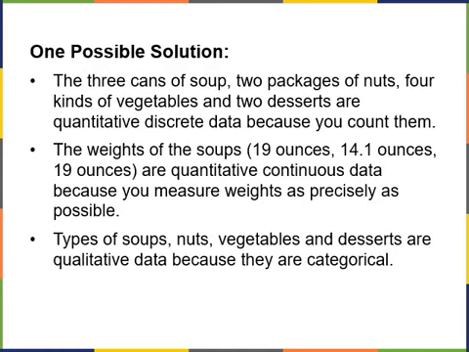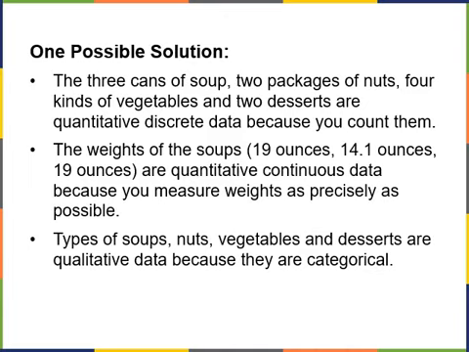So the 3 cans of soup, the 2 packages of nuts, 4 kinds of vegetables, and 2 desserts are quantitative discrete because I can count them. I had 3 cans of soup. I had 2 packages of nuts, for example. I can count the number of cans of soup. The weights of the soup are continuous because you measure weights as precisely as possible. So for example, while I have a total of 3 cans of soup, some of them weigh a different amount than others, and I can measure out how much exactly they weigh.